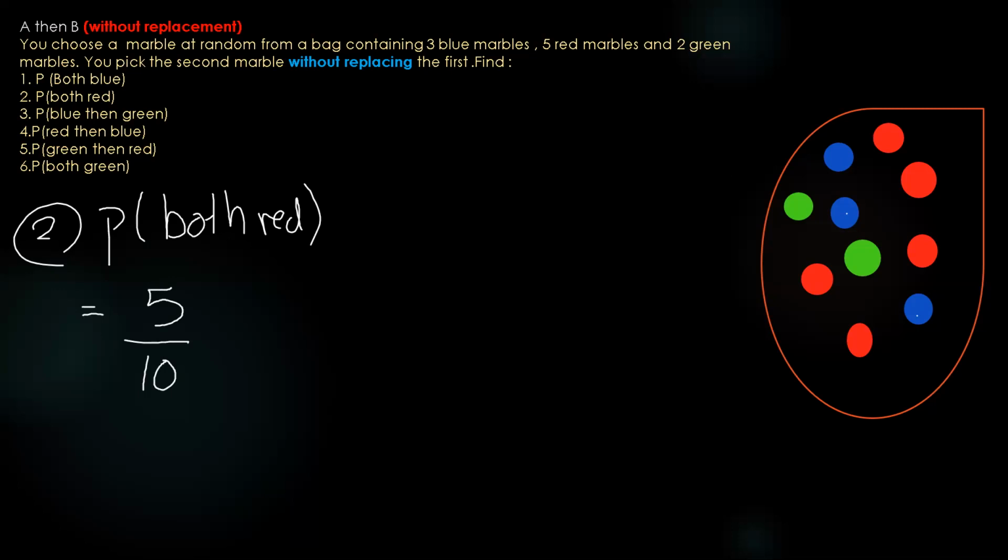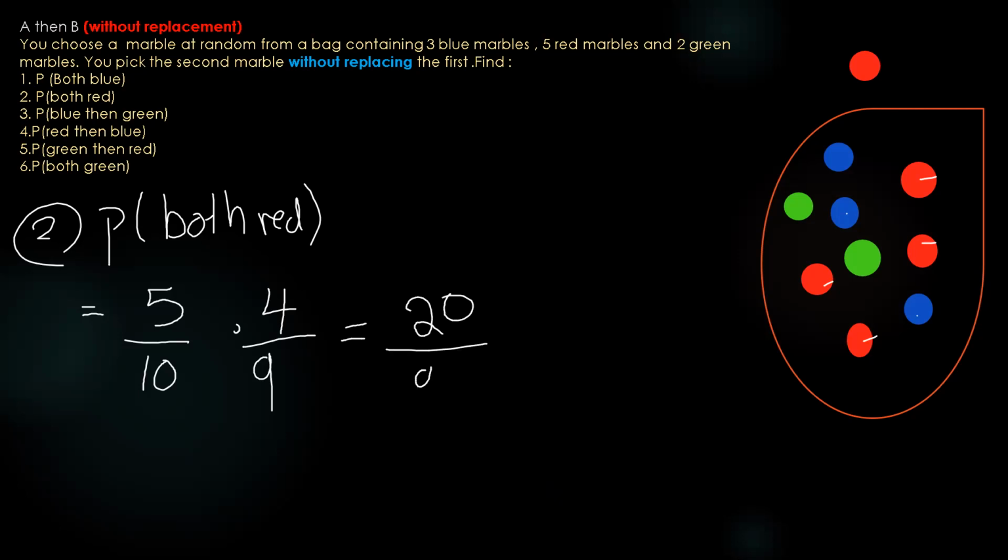I select now the red. I put it out of the bag. Okay. Then the second marble selected will be red. Now how many red do we have left? Look here, we have 1, 2, 3, and 4. So now we have 4 over how many marbles in all? They are 9. So the answer will be 20 over 90.